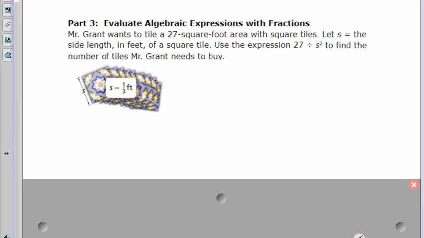All right, now we're going to evaluate algebraic expressions with fractions. Mr. Grant wants to tile a 27 square foot area with square tiles. S is the side length in feet of a square tile. So if I have one tile here, each side is S. It's a square, so they're the same. I have the expression 27 divided by S squared to find the number of tiles Mr. Grant needs to buy. So they gave us that formula. That was nice of them. 27 divided by S squared.